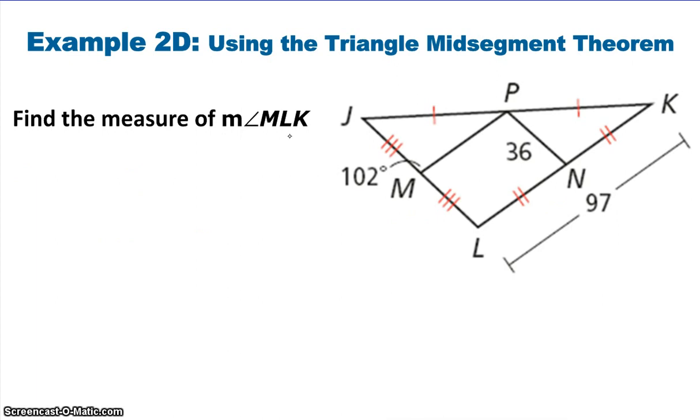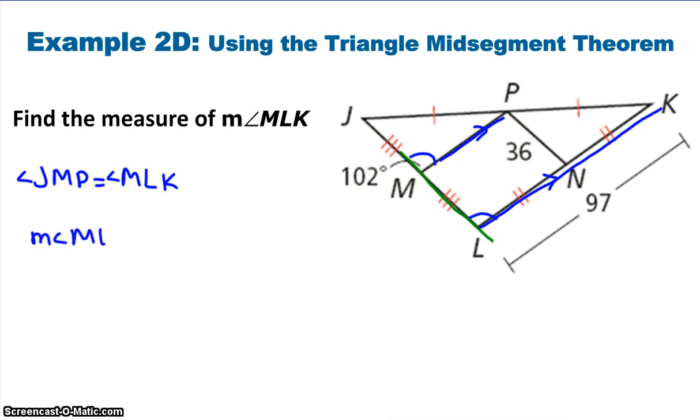Now we need to find the measure of MLK. So this angle here. Now if you notice, this is a midsegment, and this is the side opposite of them. So they must be parallel. Now remember, parallel lines cut by a transversal. Whoops, I'll use a different color with that. Okay, so this is my transversal. I know that this angle JMP must be congruent to MLK because of corresponding angles. So angle JMP is equal to angle MLK by the corresponding angle theorem. So that means the measure of angle MLK must be 102 degrees.